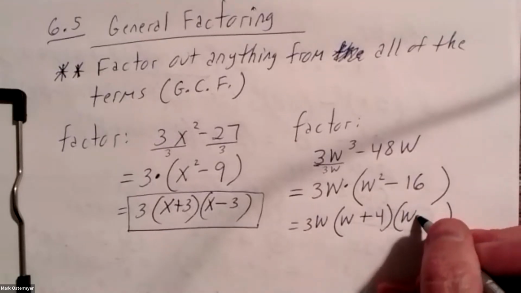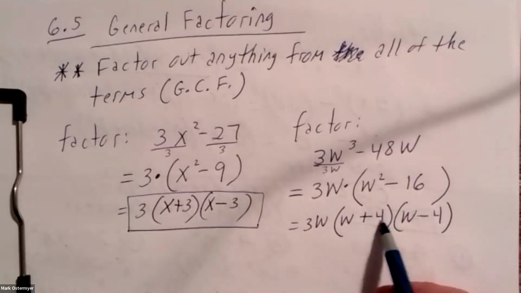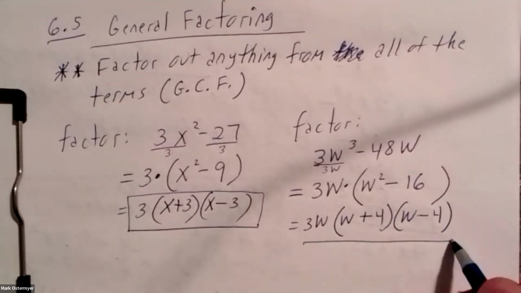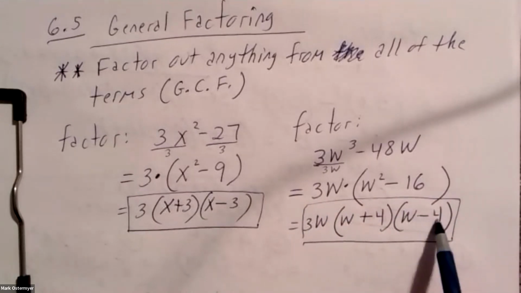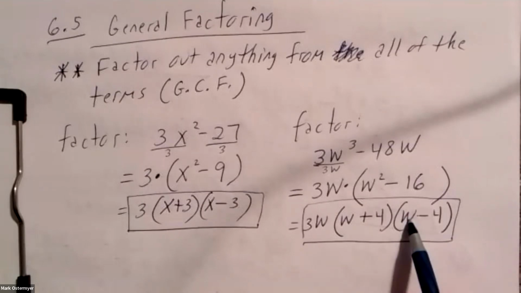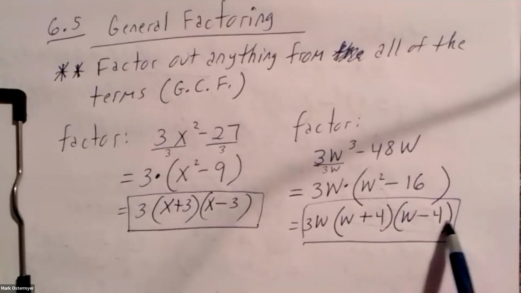w minus 4 or plus 4 times w minus 4. Yep, or you could have these switched. You could have the w minus 4 here and a w plus 4 here. This, ladies and gentlemen, is completely factored. Wait a minute. Isn't this the difference of squares? Isn't 4 a perfect square of 2? Well, 4 is a perfect square of 2, but is w a perfect square? No. w is not a perfect square. This is not the difference of squares. This is completely factored. We're done.